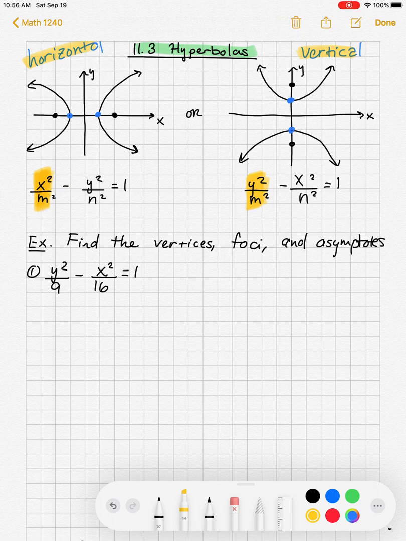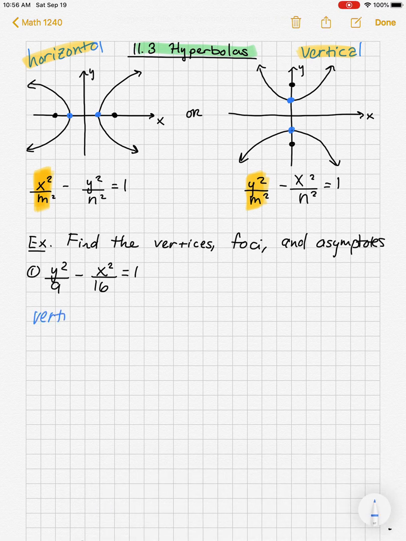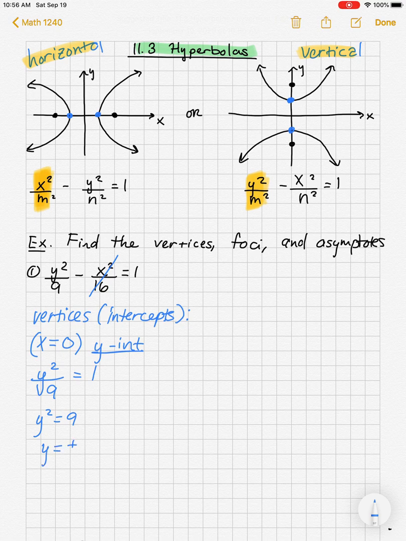So find the vertices, foci, and asymptotes. Let me start with finding the intercepts. Those would be the vertices. So vertices, that means find the intercepts. If I set x equal to 0, I'm looking for the y-intercepts. Then I'd have y squared over 9 equals 1, because this term would zero out. y squared equals 9, so y equals plus or minus 3. So my vertices would just be (0, ±3).